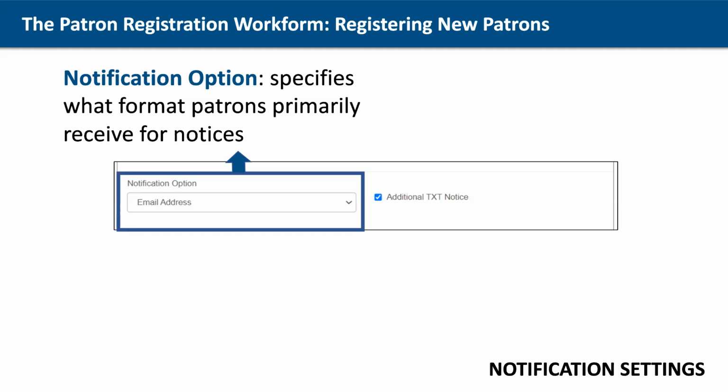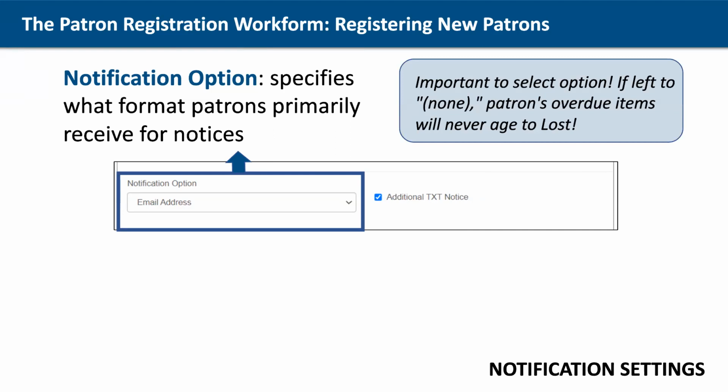So even if a patron has like a phone notice option or print notice option here, if they have an email address on file with the library, they will receive those reminder notices. Now, it's important to always designate a notification option for a patron. If you leave their option set to none, that will stop the patron from getting notices. And if overdue and bill notices aren't being generated for them, their items will never age to lost. So it's always important to select a notification option for the patron.